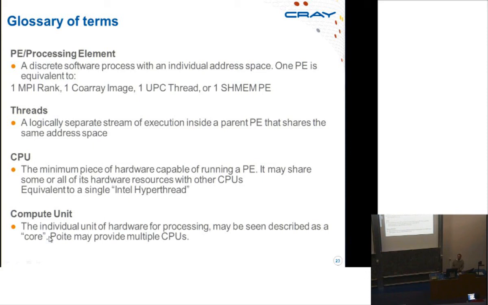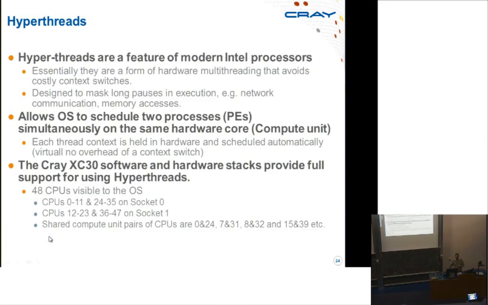We then talk about compute unit, which is the individual, discrete unit of hardware that you would use for processing. It might be what you would refer to as a core, or what Intel refers to as a core. So each compute unit may provide multiple CPUs. Because each core provides two hyperthreads in the Intel terminology, each compute unit is potentially providing you two CPUs. And this is important to think of when we talk about placement.